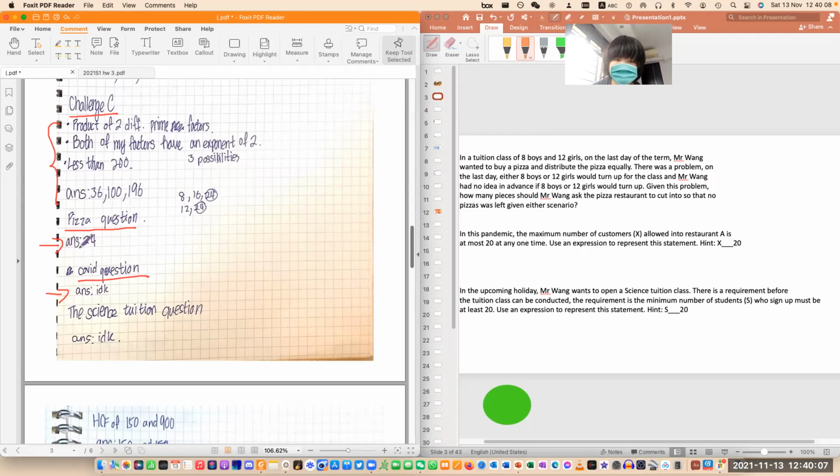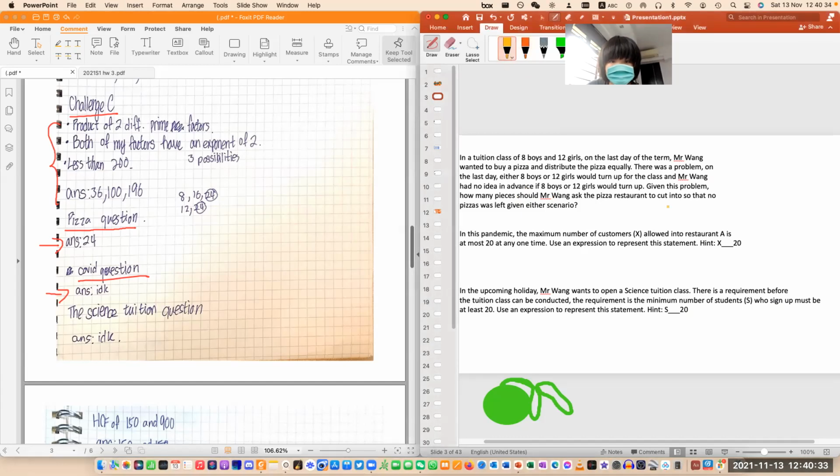Okay, pizza question. The answer is 24. Let me see. So you have 8 and you have 12. And then you are given a pizza. So you just want to know whether 8 boys turn up or 12 girls turn up, you still can distribute the pizzas equally without leftover. So let's see. You have 8, and then you have 12. So I write down 2 to the power of 3, which is the prime factorization of 8.